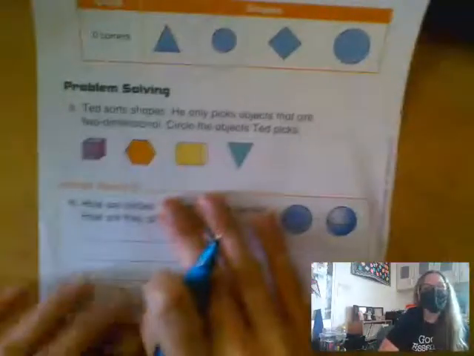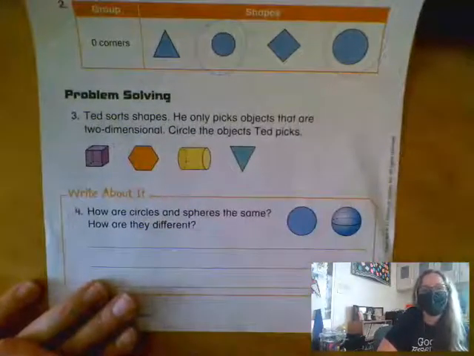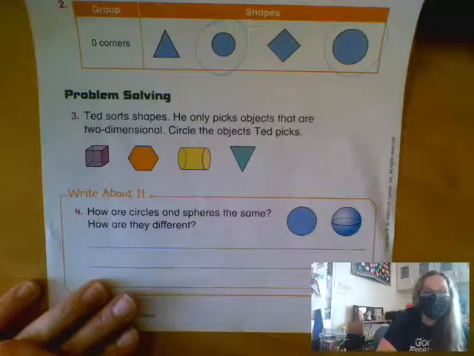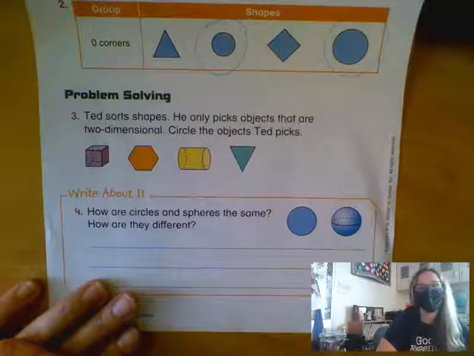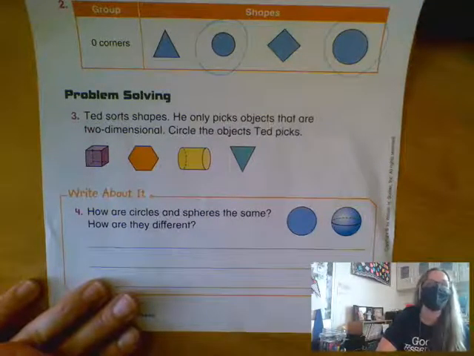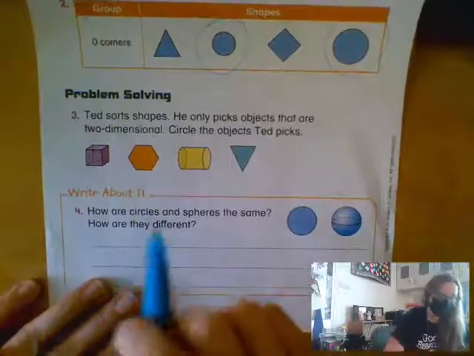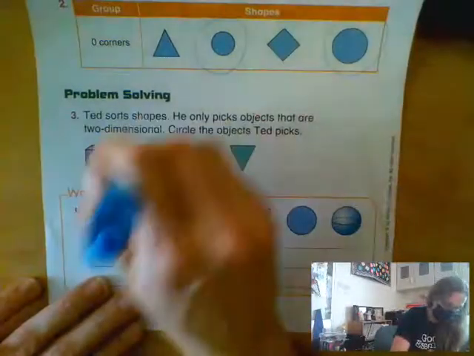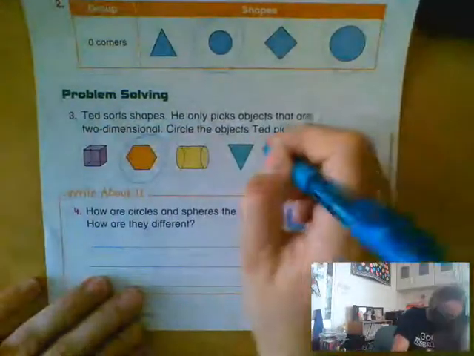All right, the problem solving. Ted sorts shapes. He only picks objects that are 2-dimensional. So what objects does he pick? Connor? The hexagon and the upside down triangle. Hexagon and the upside down triangle. Good job. It's the pole.